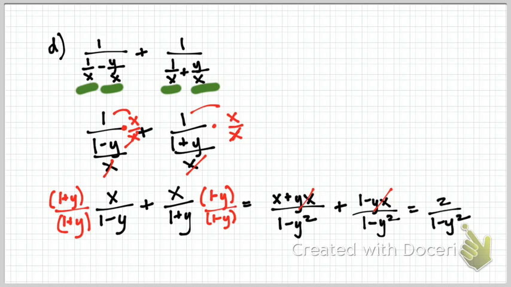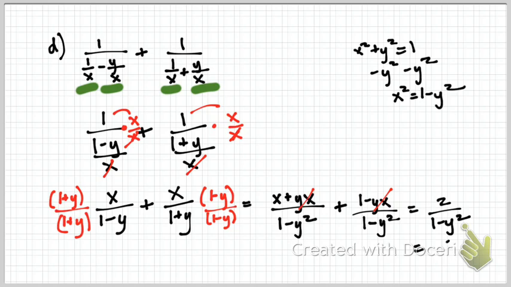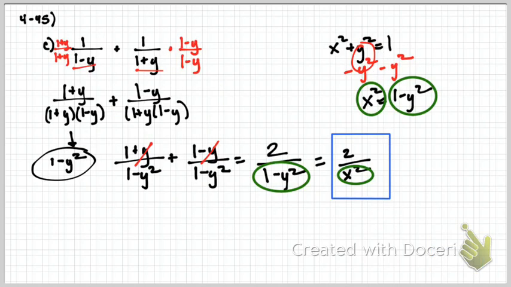And this is the same thing we did in the last problem. You take that Pythagorean identity, subtract y squared from each side, and we get x squared equals 1 minus y squared. So it's equal to 2 over x squared. Same answer as our last problem. That's wild. If you can do this algebraically, this is algebra on steroids for sure. Same answer as our last one.